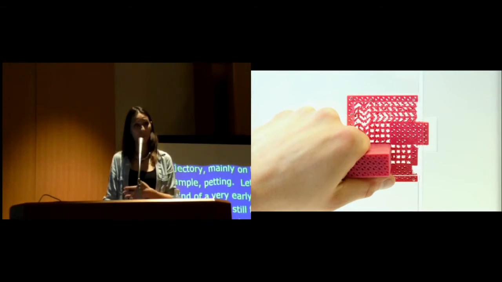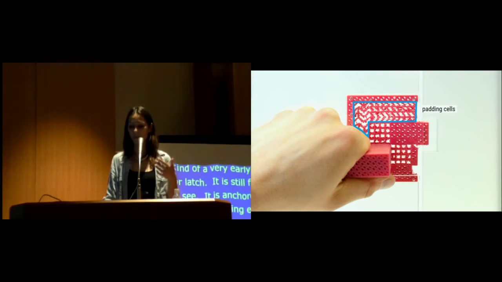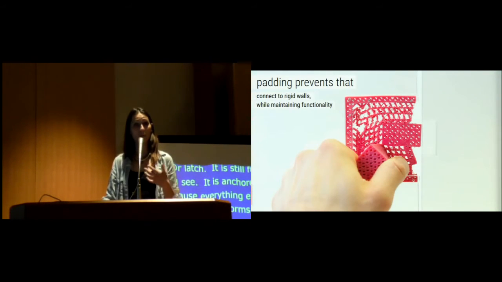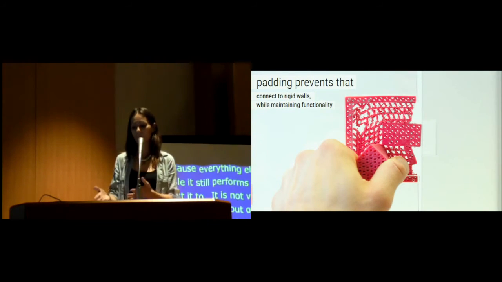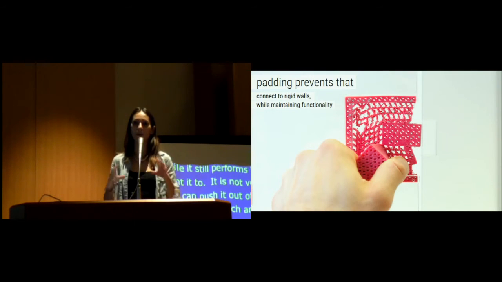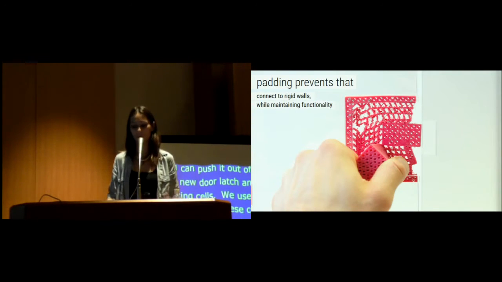So here's the new door latch, and these are the padding cells. So we use that larger movement of these cells to make the mechanism more stable, to prevent pushing it out of plane, and they're only there to absorb the movement and enable us to embed the mechanism into a rigid material, like walls or a door.